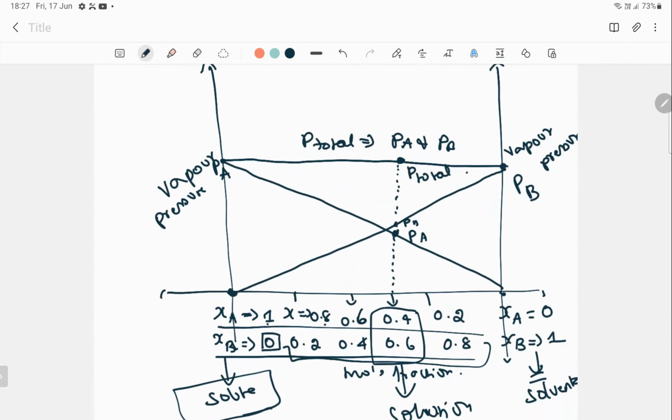P total? How will it remain constant? How are you saying it's constant? No, it's not a straight line. It will be like this. It's a slanted line. It will be a little bit sloped, in this way.